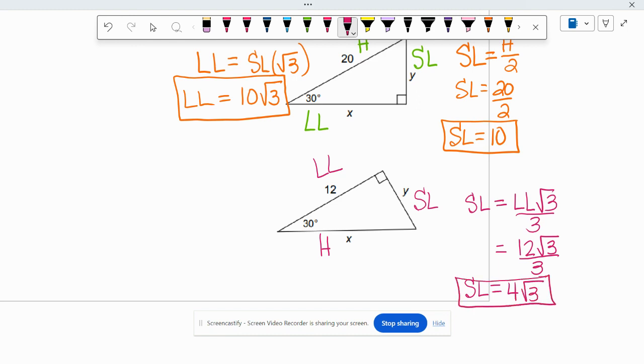And that's perfect, because I know if my short leg is 4 root 3, my hypotenuse equals 2 times my short leg. So my hypotenuse equals 2 times 4 root 3. So my hypotenuse is 8 root 3.